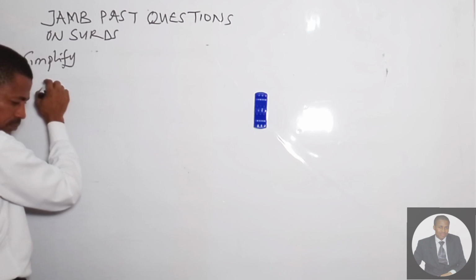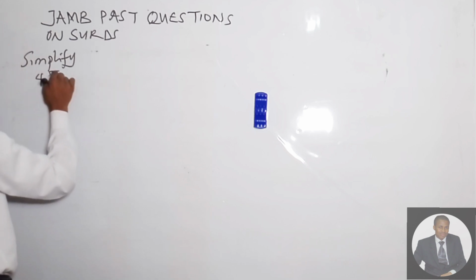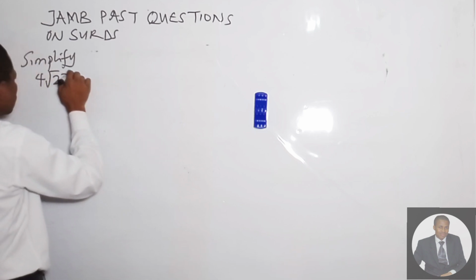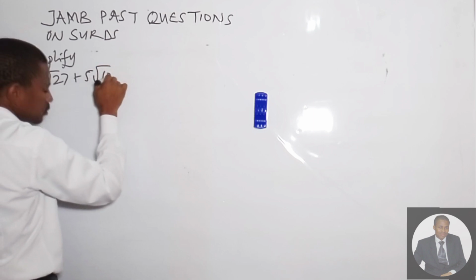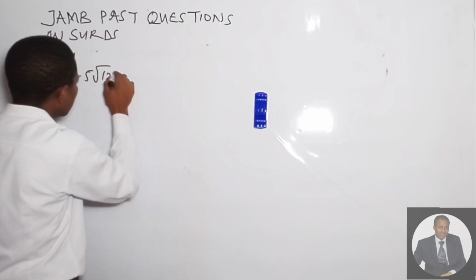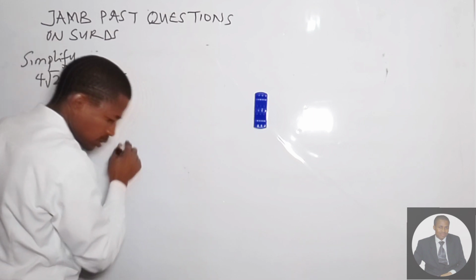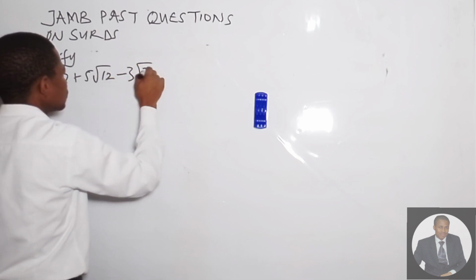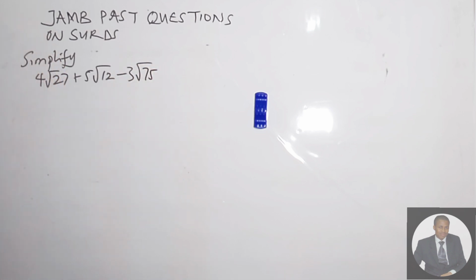Simplify 4 root 27 plus 5 root 12 minus 3 root 75. We have to simplify this.